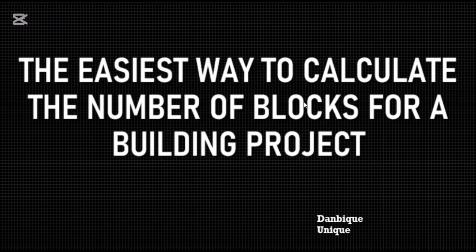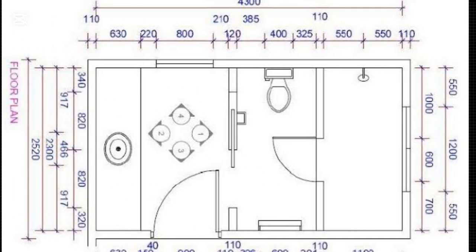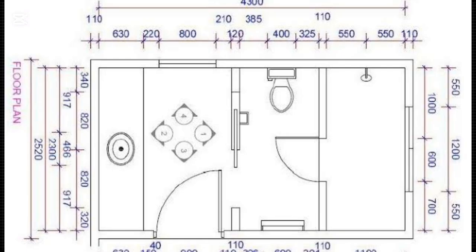That's why I bring your way, in a series, the topic: the easiest way to calculate the number of blocks for a building project. We have two methods. We are going to discuss the first method. If I have time, we go to the second method. Add up all the walls' dimensions on the working drawing to obtain a linear measurement in meters.